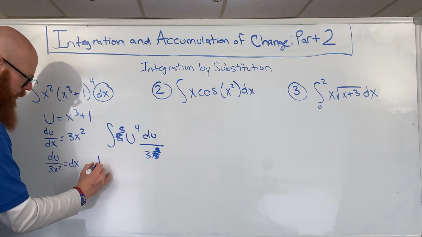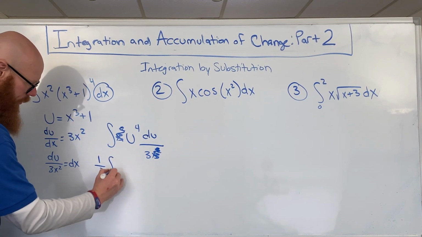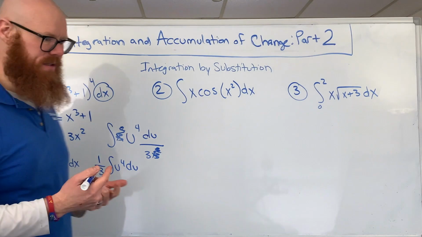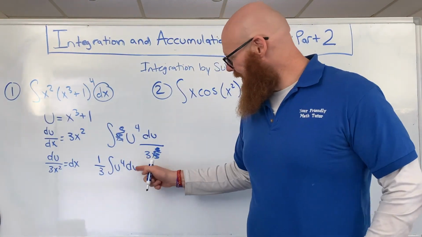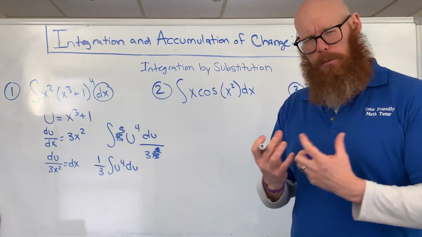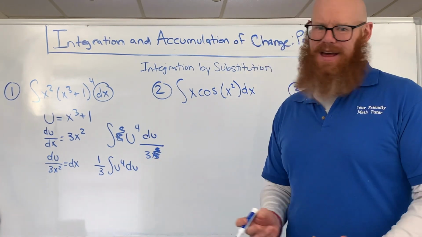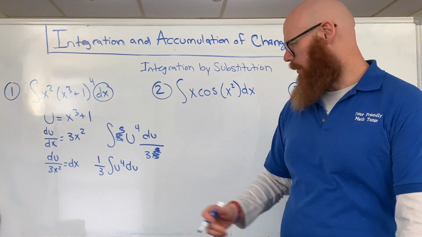I have an integral. I'm going to bring out that 3 as a 1/3. Now I have an integral that only has u's in it, and the du matches the u. So it's super important that we understand that. If you have u to the 4th dx, that doesn't have any meaning in single variable calculus.